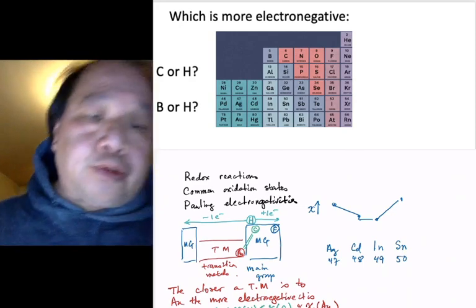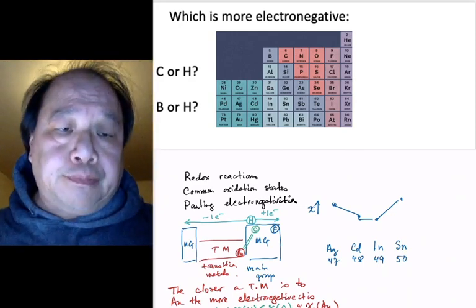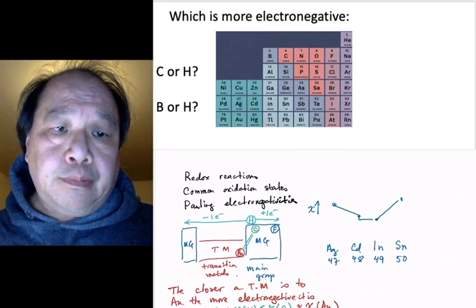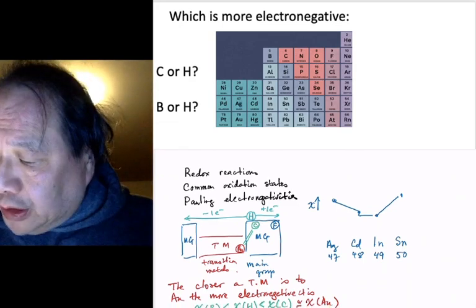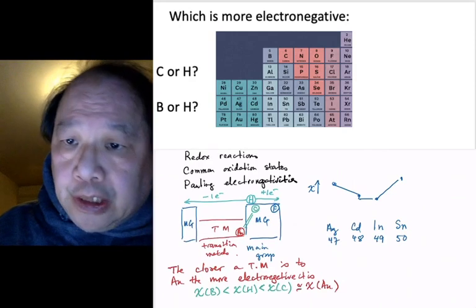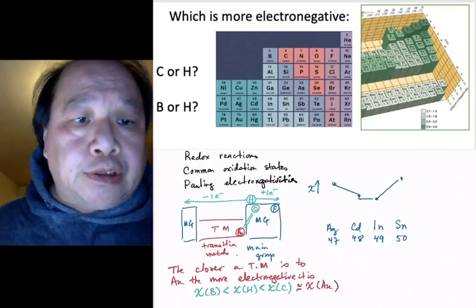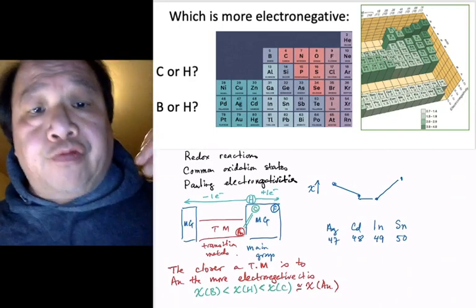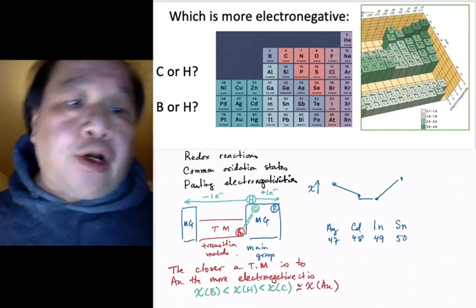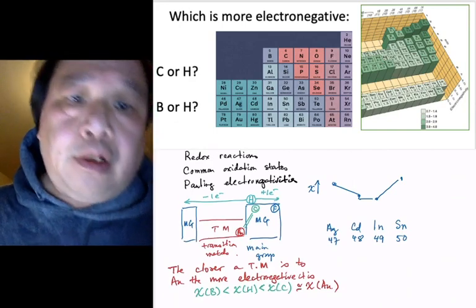Boron or hydrogen, which one's more electronegative? Put it in chat. Hydrogen is more electronegative. And you can see that again here. Hydrogen is between boron and carbon, because remember, hydrogen is in the middle of the first row, and boron and carbon are in the middle of the second row.